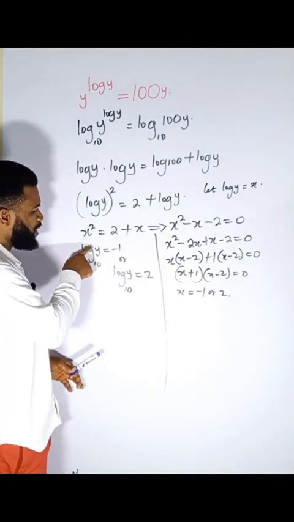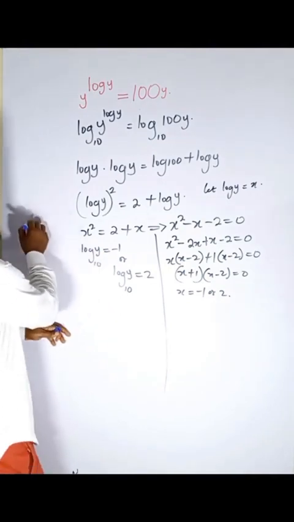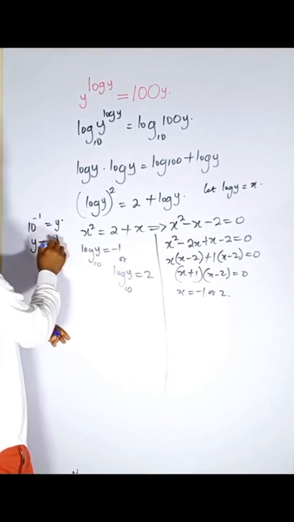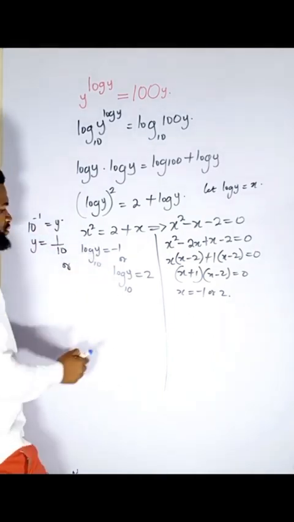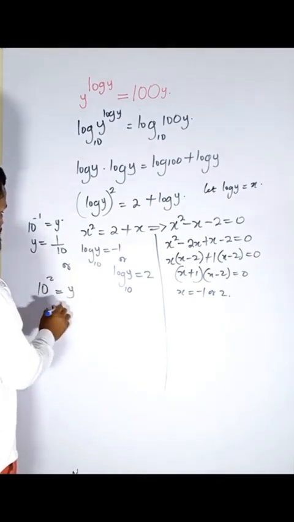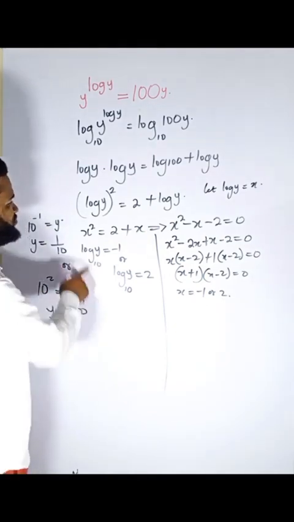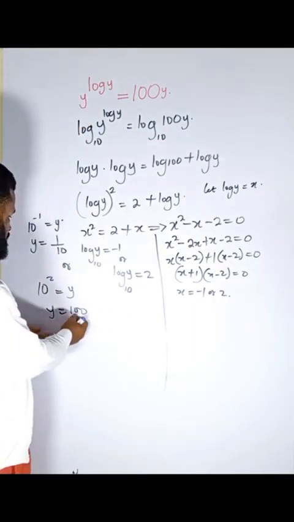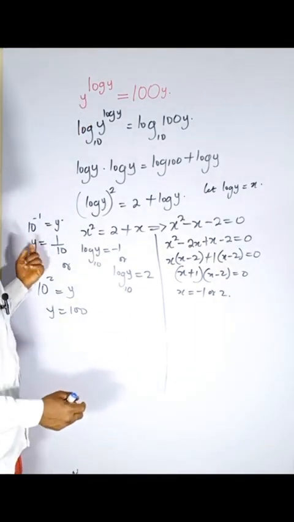So log y base 10 equal to minus 1 is the same thing as saying 10 raised to the power minus 1 is equal to y. Therefore, y is equal to 1 over 10. Or for this one, 10 raised to the power 2 is equal to y. Therefore, y is equal to 100. So this is how to solve this expression. Therefore, the value of y is 100 or 1 over 10.